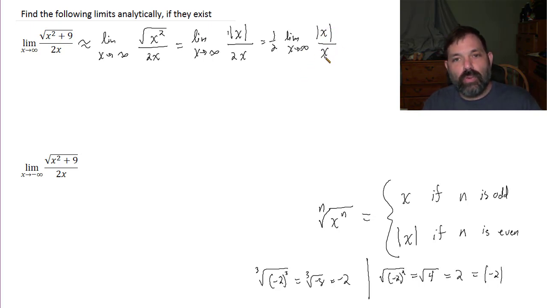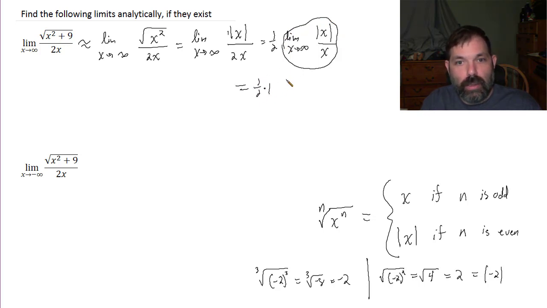Now, absolute x over x, if x is a positive number, let's think about this. If I take the absolute value of a positive number, it doesn't change. I'm taking the absolute value of a number and dividing it by the number, so this becomes 1. Since x is positive, this is 1/2 times 1, and so that would be 1/2.